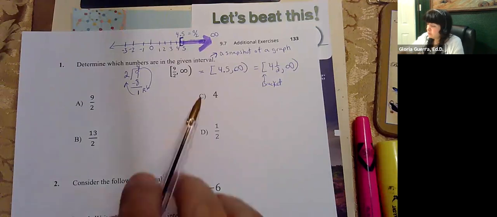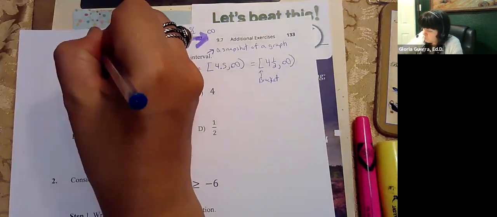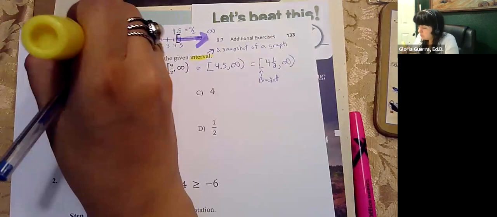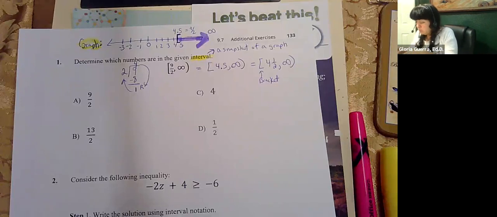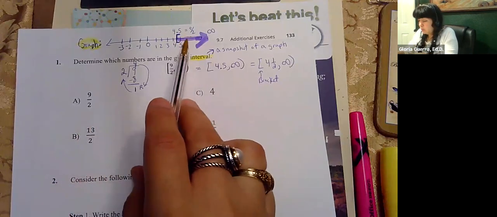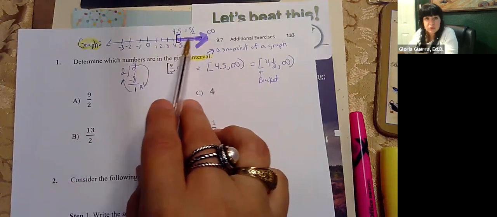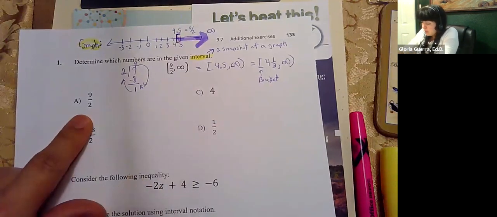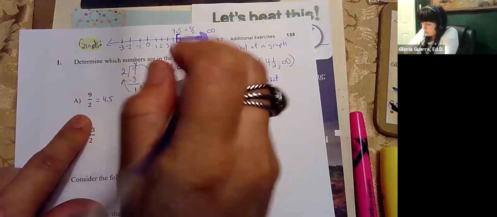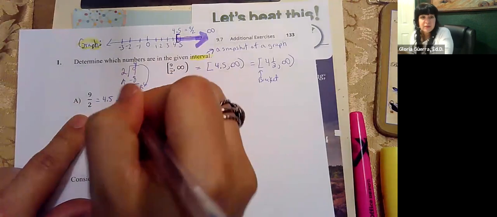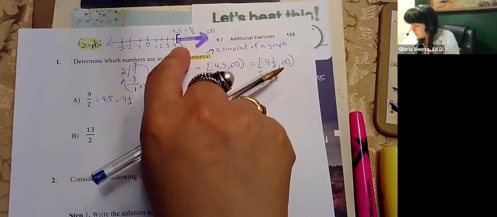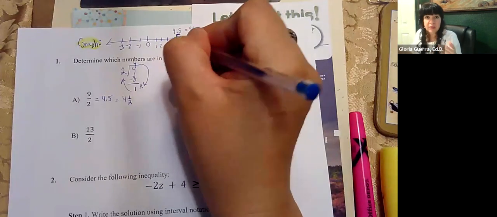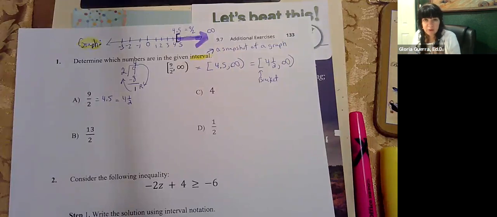So this is the graph for this interval. The interval is like a little mini picture of the graph. When you go through which numbers are in this interval, you want what's in the shaded region. So you start with 9/2. You already know 9/2 is 4.5 from this work here. Is that included in this graph? Yes, it's right here, right on the end, and it's a bracket. If it were parentheses, I'd say no, but it's a bracket, so I would say yes.